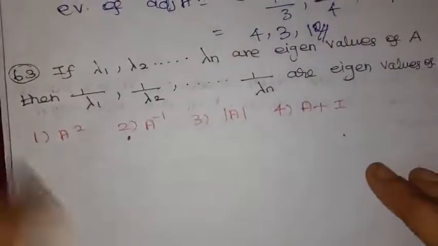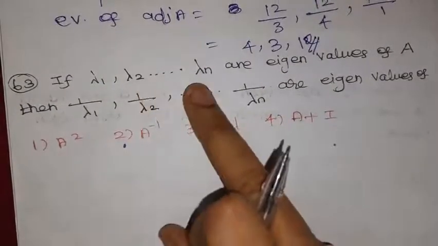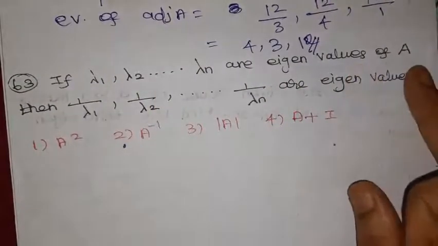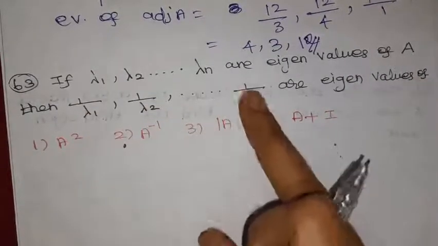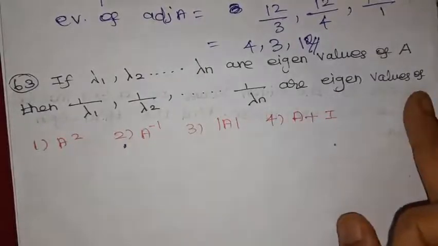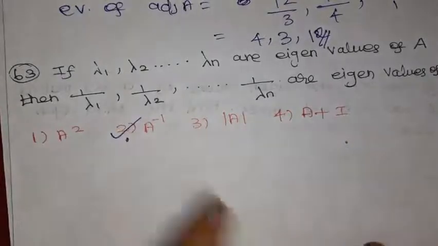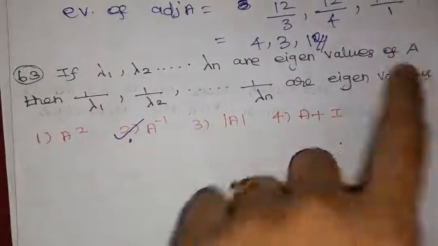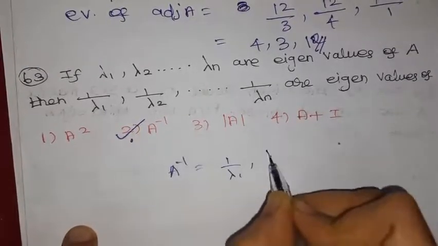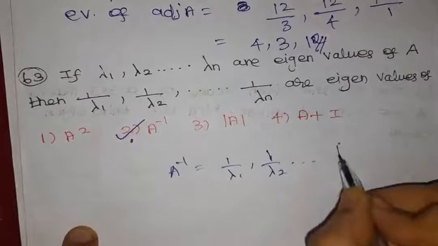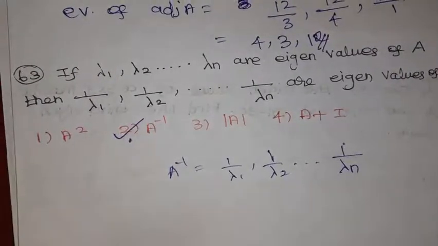We'll move on to question number 63. What is given? If lambda 1, lambda 2 up to lambda n are eigenvalues of A, then 1 by lambda 1, 1 by lambda 2, up to 1 by lambda n are eigenvalues of A inverse. So this is also one of the properties of eigenvalues. We should be very thorough about eigenvalue properties.